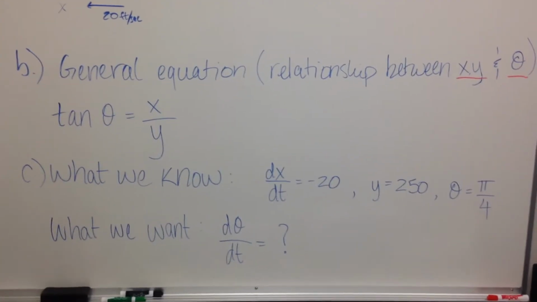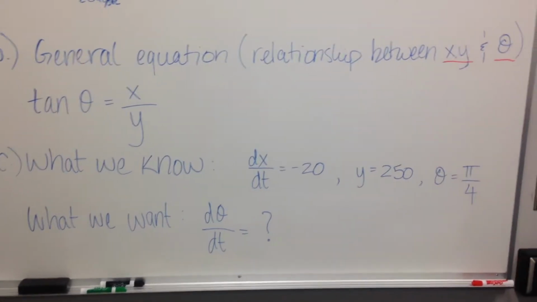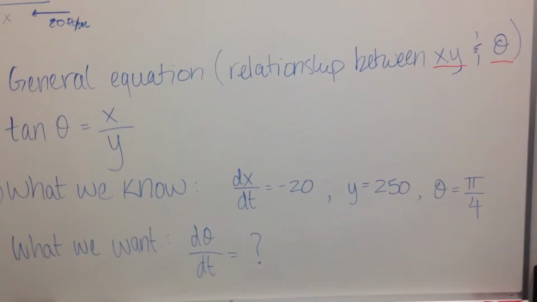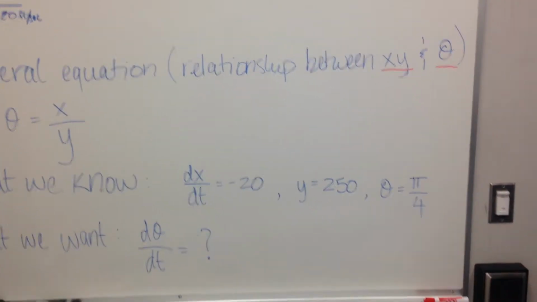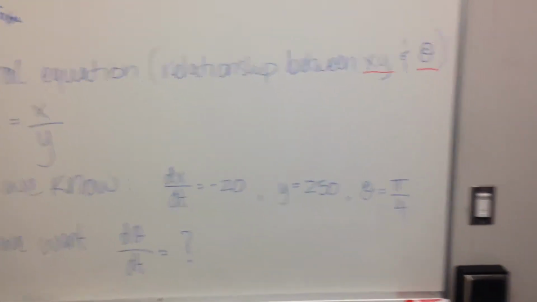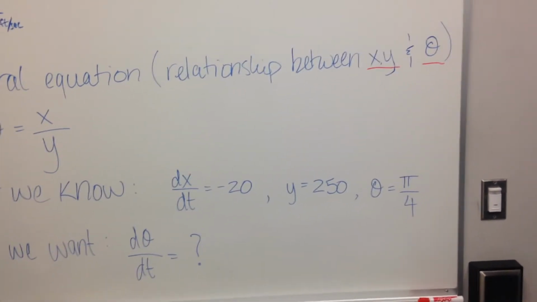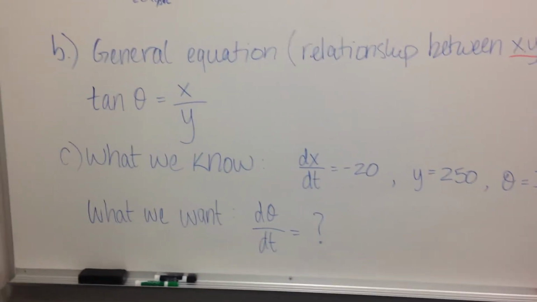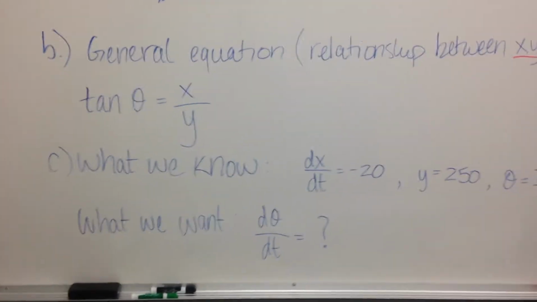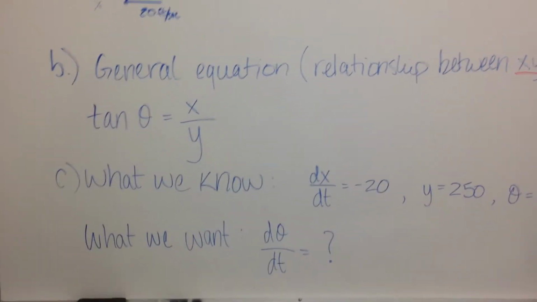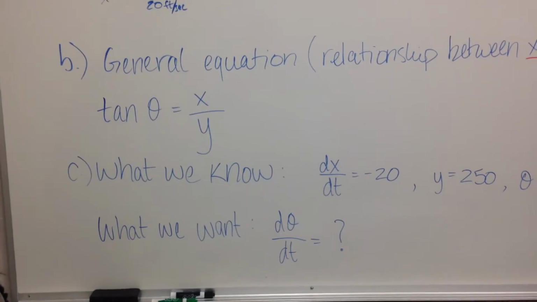Before we plug in anything, we want to figure out what we know. We know that the derivative of x with respect to t equals -20. We know that y equals 250, and angle theta equals pi over 4 because of the right triangle. What we're trying to figure out is the derivative of theta with respect to t.